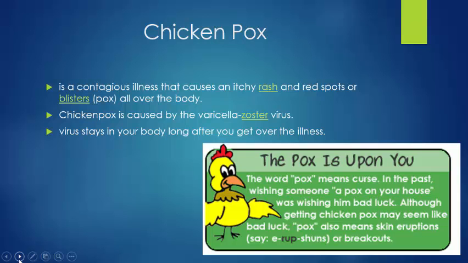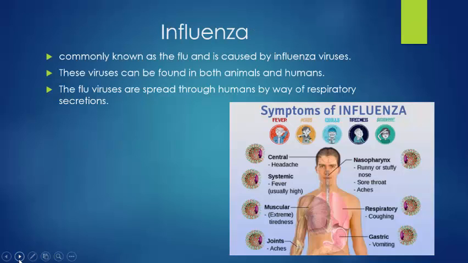The next virus I'll be talking about is influenza. Influenza is commonly known as the flu and is caused by influenza viruses. These viruses can be found in both animals and humans. The flu viruses are spread to humans by way of respiratory secretions. Some symptoms of influenza include headaches, fevers which are usually high, extreme tiredness in your muscles, aches in your joints, runny or stuffy nose, sore throat, aches, coughing, and vomiting.